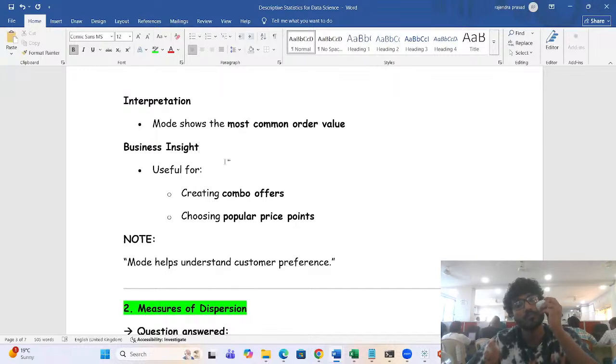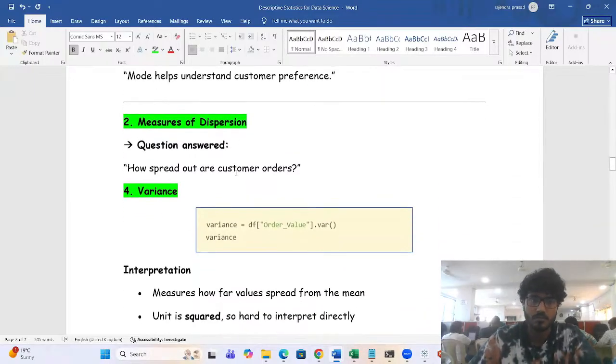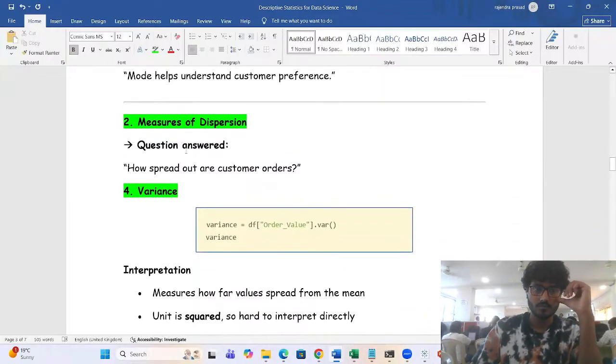See, we have seen the theory, we have seen the overall practical, like the pen and paper example. Now we are into the business problem by using the technical tool. Clear? Mean, median, mode. Next, what about the measures of dispersion? See, what is the question that you can answer by looking at the dispersion?